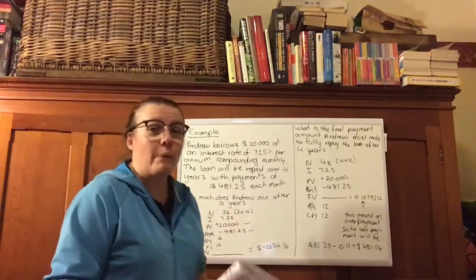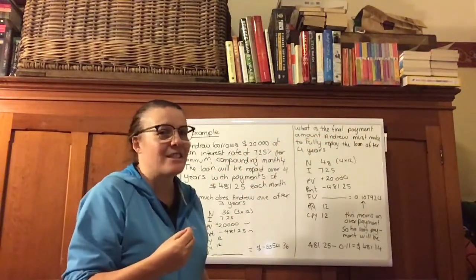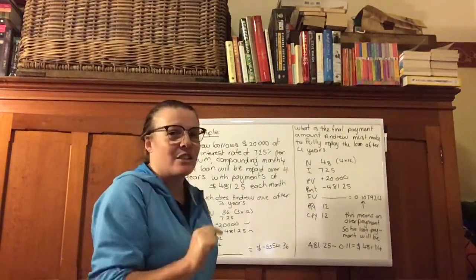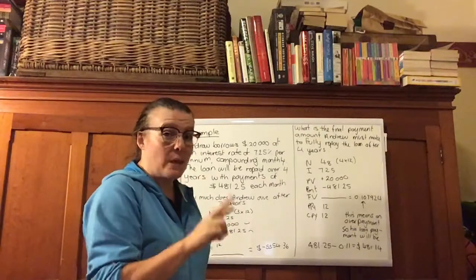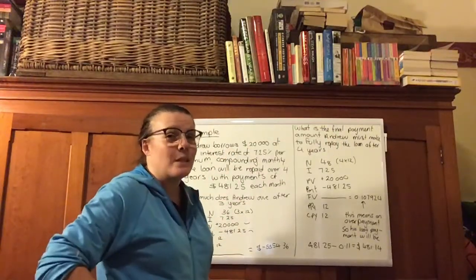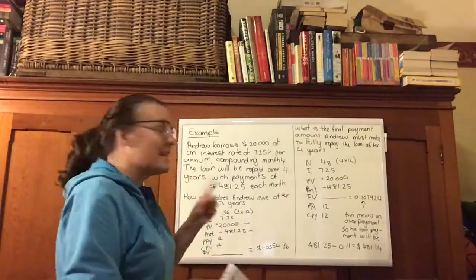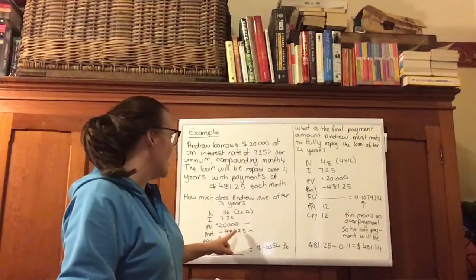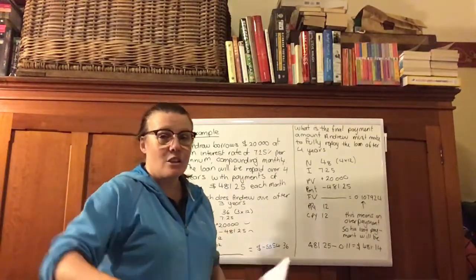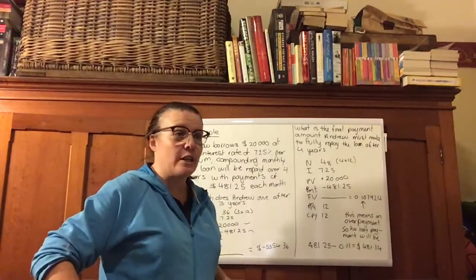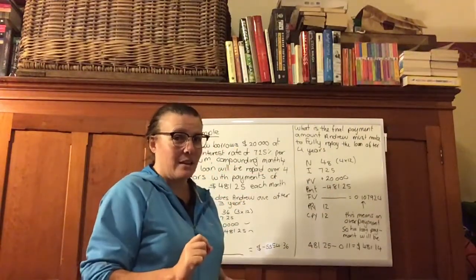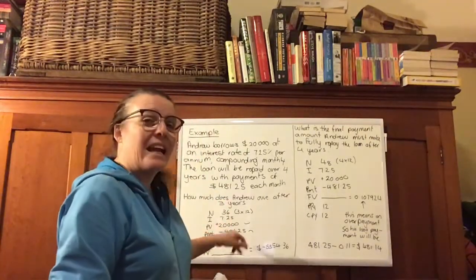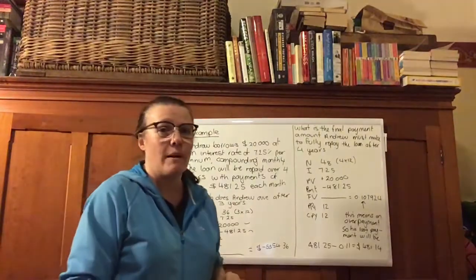Now, the bank gave him $20,000. That makes us happy. We enter that as a positive into the financial solver. Okay? The $20,000 came from the bank to his pocket. Bonus. That's a positive. He's making payments of $481.25. So he's having to take money out of his pocket and give it back to the bank. All right? That makes us unhappy. That's a negative, and we enter that as a negative into the financial solver.